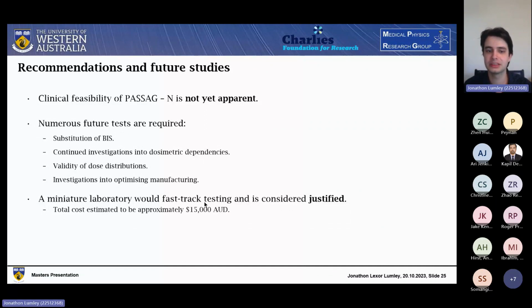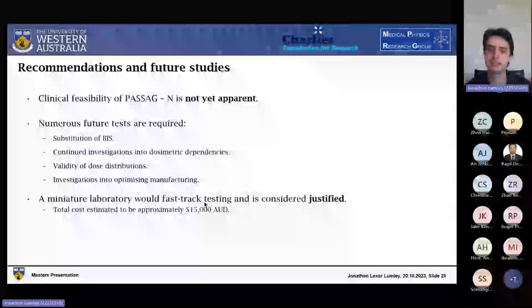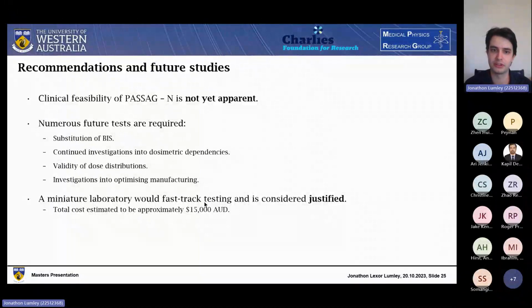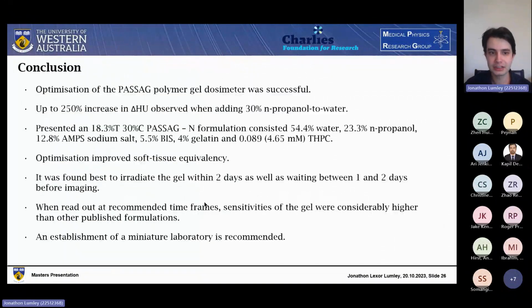Lastly, establishing a miniature laboratory would fast track all this testing, and it is considered justified. However, it would cost approximately $15,000 to purchase the fume hood and all the necessary equipment. Furthermore, this shouldn't be conducted until we've substituted the cross-linker, just to minimize any associated hazards and keep it more of a friendly workplace. In conclusion, we optimized a passage-based gel dosimeter, and it was successful.